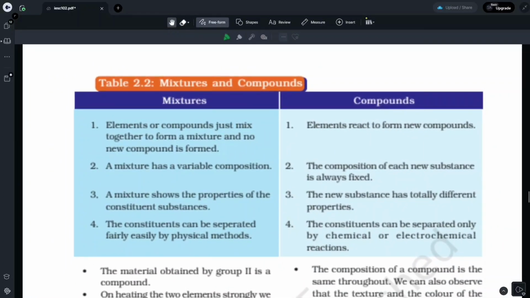Pause the video. Observe table 2.2, mixtures versus compounds, for better understanding.